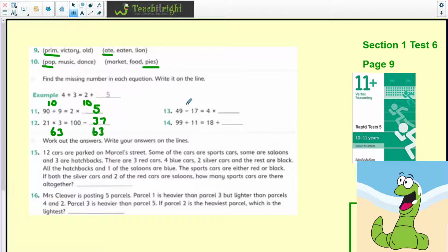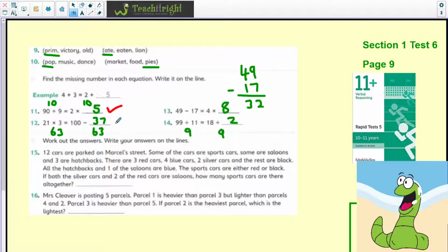49 take away 17. So again, if you're not quite sure about how to do that one, you could do a little bit of a subtraction method if you can't do it in your head. Okay, and you get 32. So we need to make 32 on the other side, and we're going to have 8. So 4 times 8 is 32. 99 divided by 11, should be able to work that out as 9. And then we need to make 9 on the other side. So we're going to do 18 divided by 2 gives me 9, so 2 was the answer.